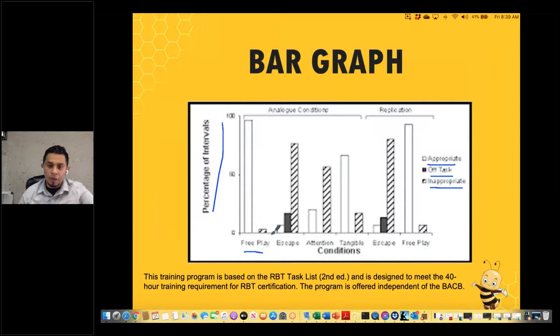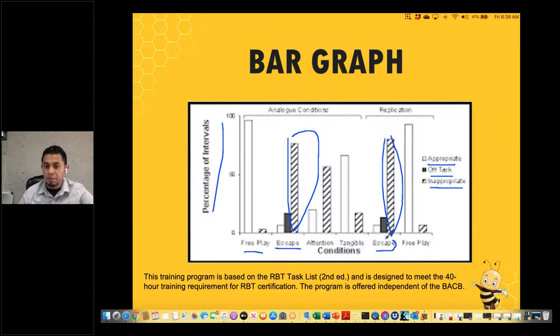And then when they're in the escape condition, when they're presented instructions, they engage in a lot of inappropriate behaviors. You see this here. So this kind of bar graph allows us to see these differences. It's very, very clear here. So it's very good for us to be able to analyze, right? Because then we can see in which conditions the behavior is occurring the most. So as you can see, the maladaptive behavior is occurring the most in the escape condition because they proved it twice. And for us, that's also very important.